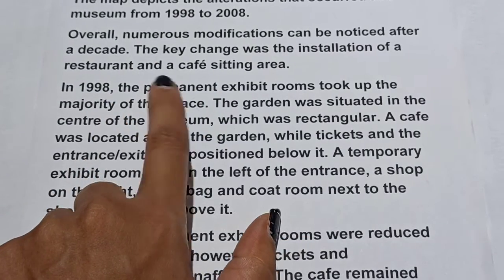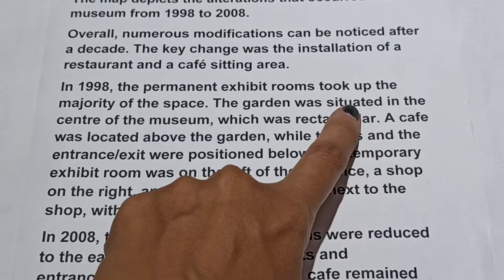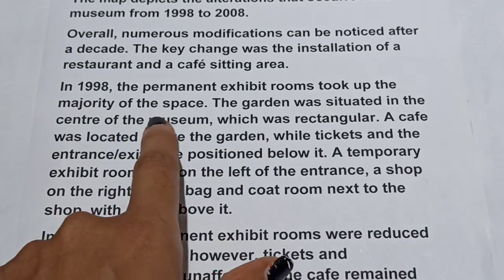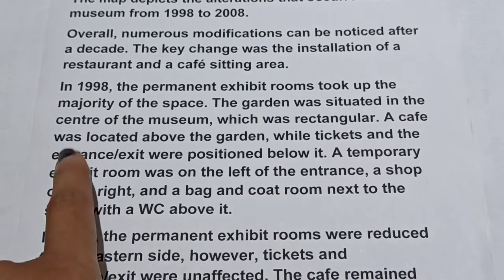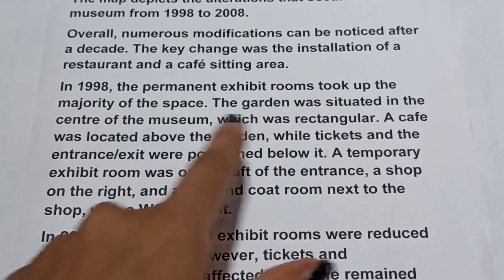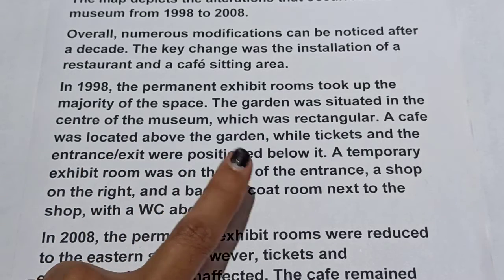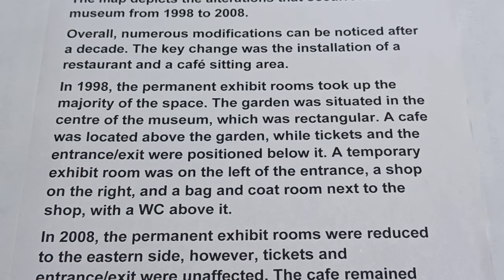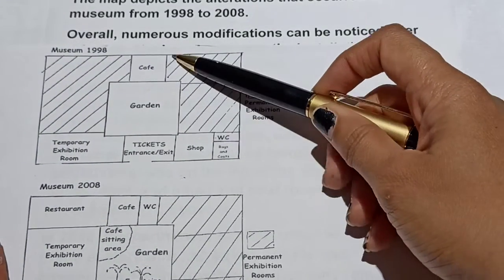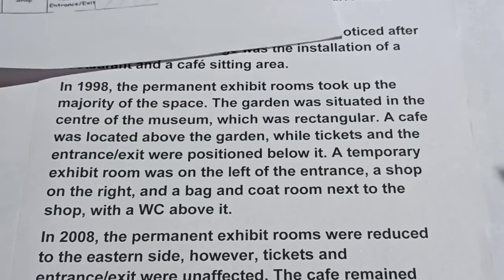In 1998, the permanent exhibit rooms took up the majority of the space. The garden was situated in the center of the museum, which was rectangular. A cafe was located above the garden, while the ticket and entrance exit were positioned below the garden. So we can see, we have already discussed this, that this is above and this is below.